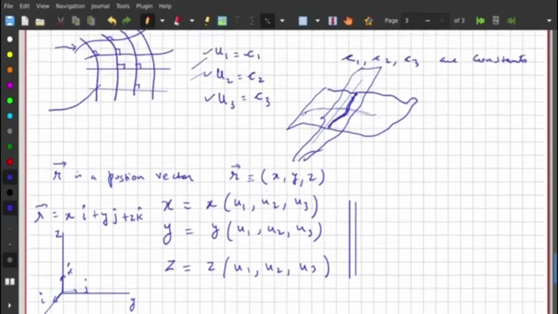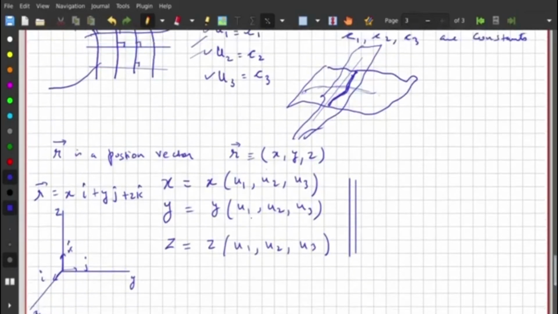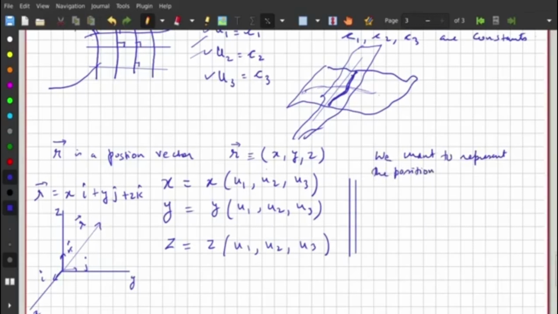Okay, so let's see how we will do it here. What we want to do is try to represent any generic arbitrary vector r in these curvilinear coordinates. That's our task at hand. So let's say we want to represent the position vector in curvilinear coordinates, in the curvilinear coordinate system.